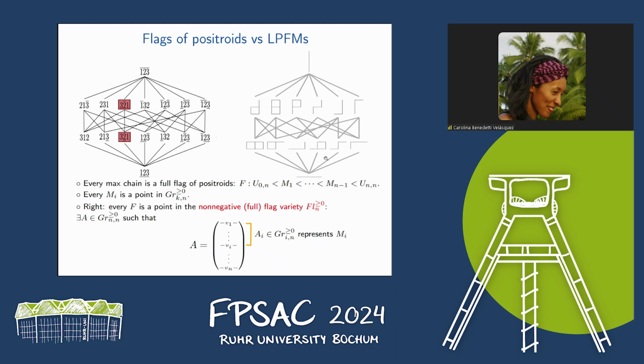What does that mean? It means that if you were to take a full flag from here, that full flag can be obtained by a matrix of size n by n with positive determinant, such that if you take only the top i rows, you obtain a matrix that represents the ith positroid in your flag. So that's the big difference. Again, I want to point out that even though on the left-hand side every flag is built out of positroids, it is not the case that you can always take a flag from here and cook up a matrix such that the top i rows give you a positroidal representation of the corresponding piece. That doesn't always happen on the left-hand side, but it always happens on the right-hand side.